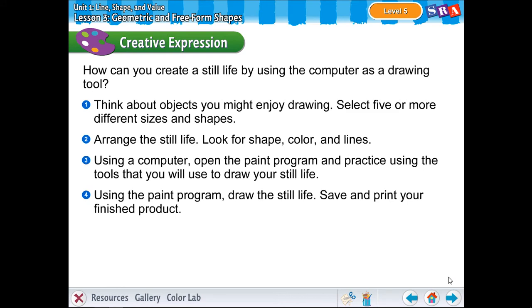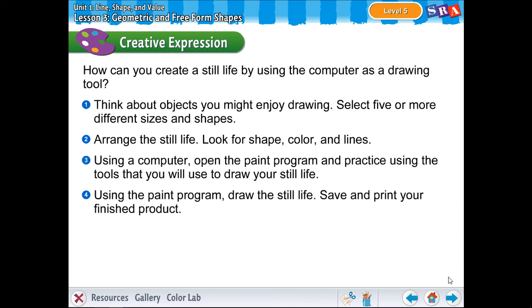How can you create a still life by using your computer as a drawing tool? Or you can just do it with your pencil, or you can do it with your crayons. It doesn't have to be done on the computer, but if you do have like a paint program on the computer, that would be kind of cool. You could get some practice doing that too.